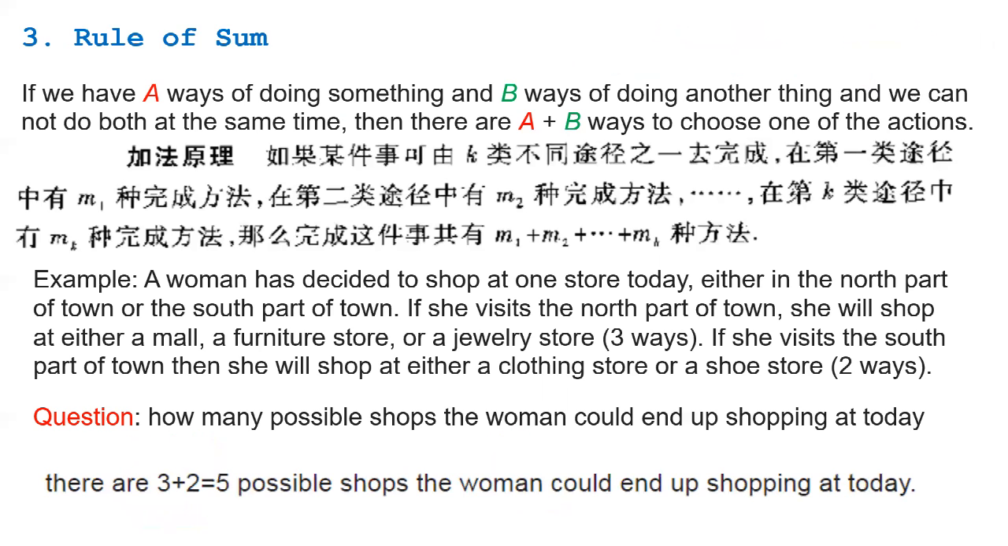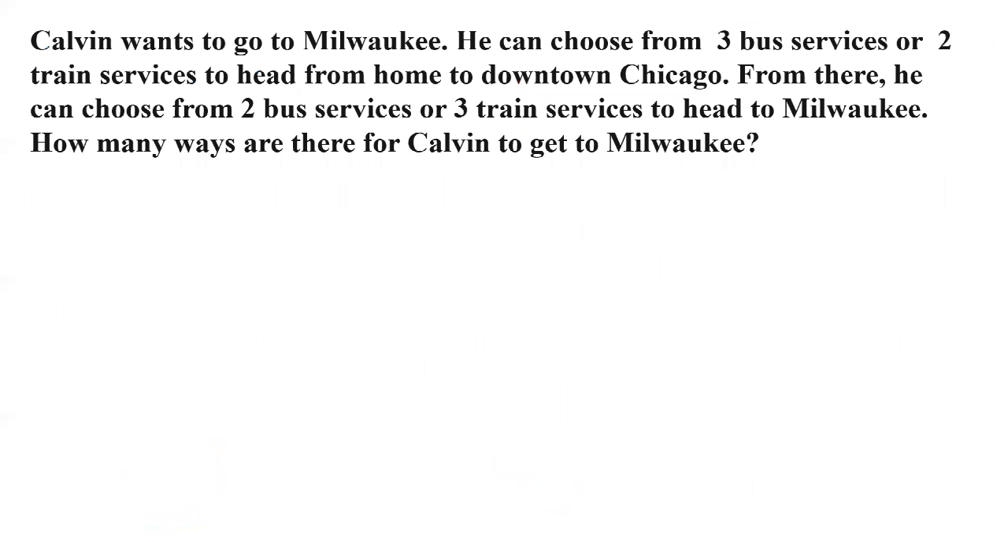All right, let's see another example. Kelvin wants to go to Milwaukee. He can choose from 3 bus services or 2 train services to head from home to downtown Chicago. From there, he can choose from 2 bus services or 3 train services to head to Milwaukee. How many ways are there for Kelvin to get to Milwaukee? Okay, I'll give you 5 minutes to think about this question.